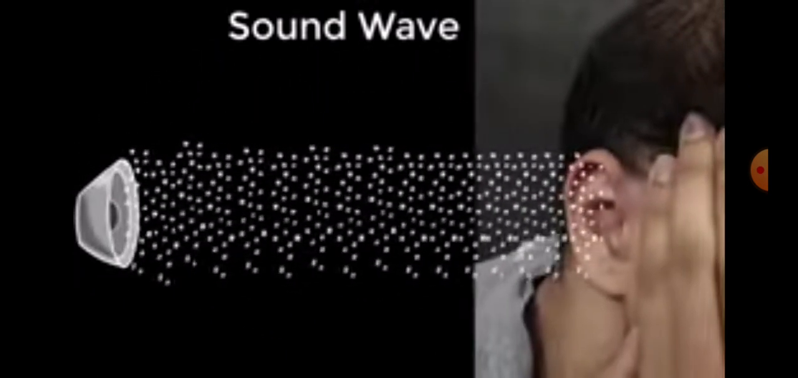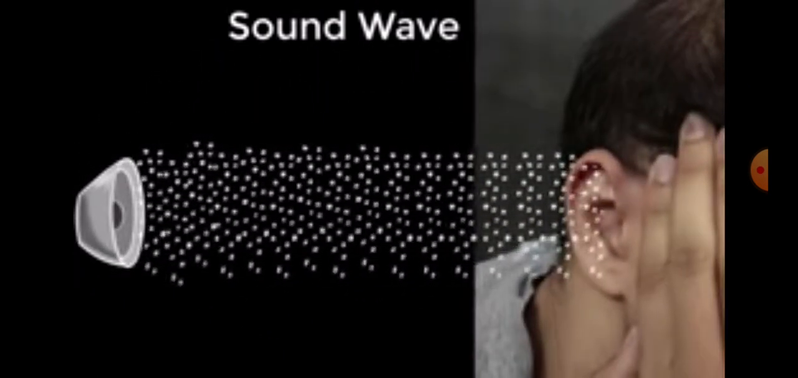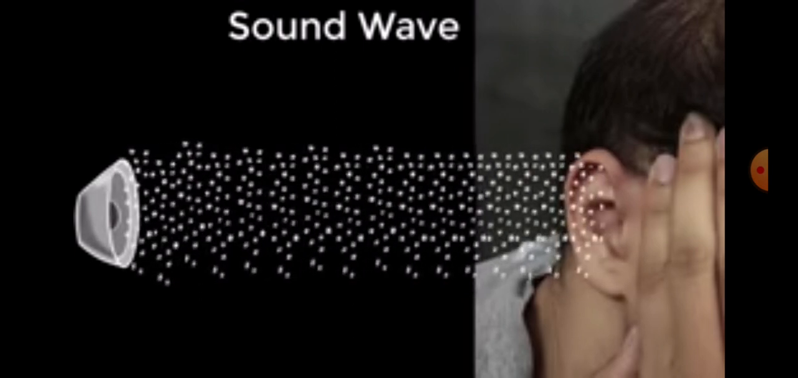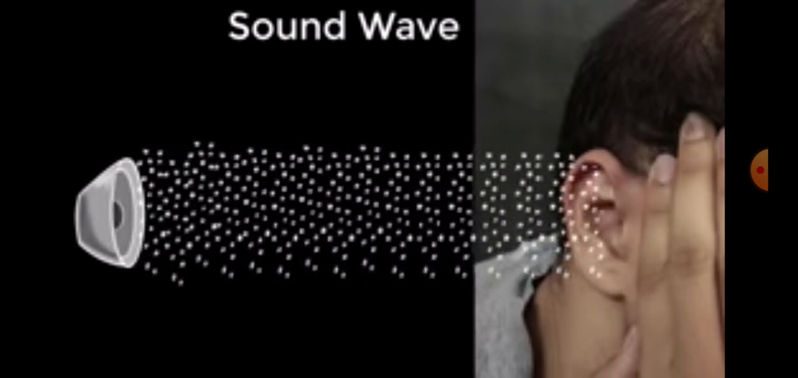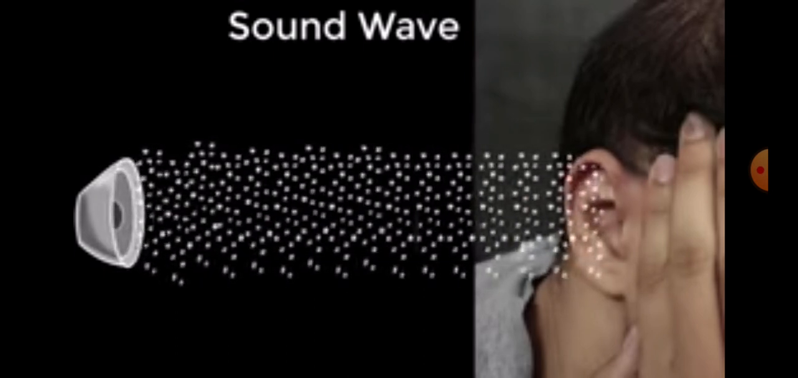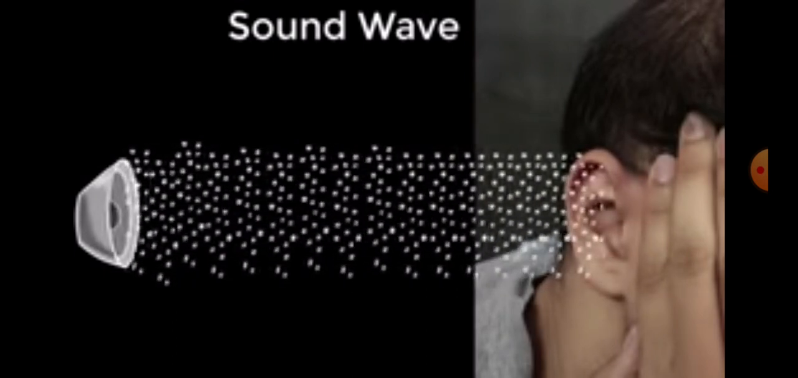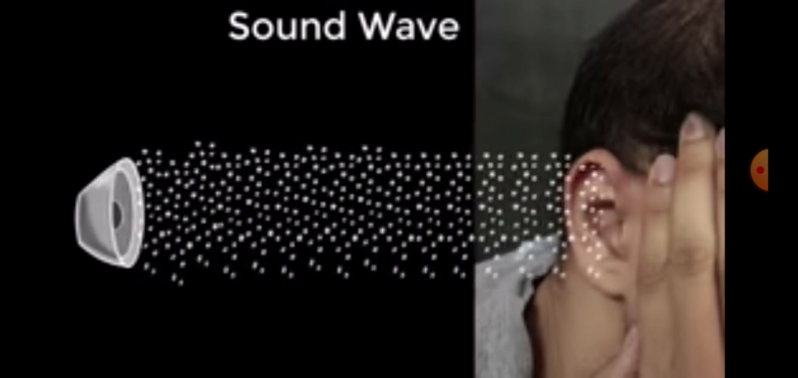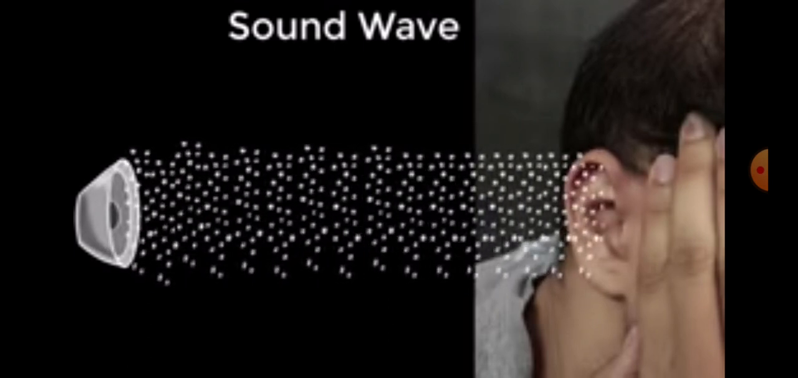Okay, so that's how our ears collect the sound, and then it is transmitted inwardly, and our brain will interpret, or rather we should use the word decode, the sound. So which part of the brain? The auditory part of the brain will be decoding the sound.